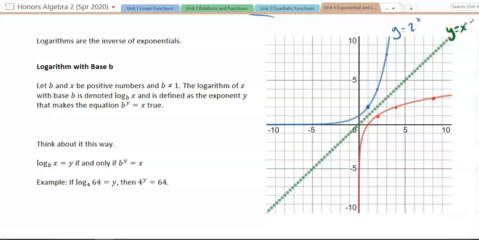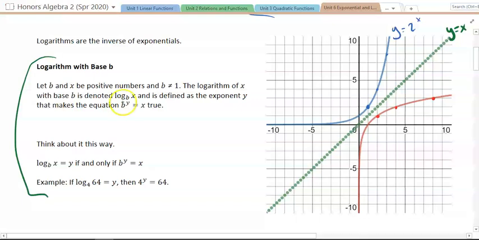So here's the definition of a logarithm. Let b and x be positive numbers and b, of course, not equal to 1 when we deal with exponentials and logs. The logarithm of x with base b is denoted by log base b of x, and is defined as the exponent y that makes the equation b to the y equal to x true. Think about it this way: log base b of x is equal to y if and only if b to the y is equal to x.